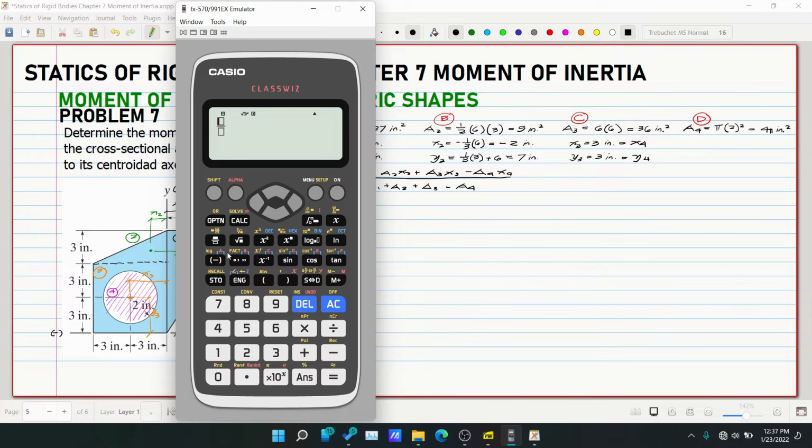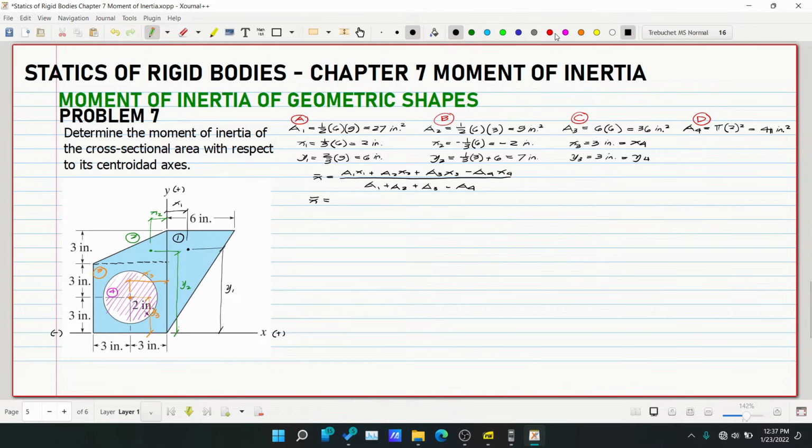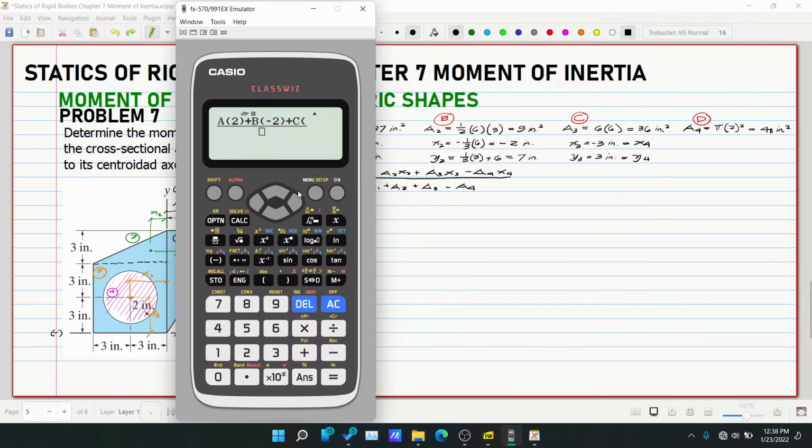Okay, so alpha A multiplied by x1. Ang x1 natin is what? Okay, so 2. So 2 plus alpha B multiplied by negative 2. Okay, plus alpha C, multiplied by, negative rin to. Okay, so negative 3. Ayan. So, nasa negative side kasi siya ng x. So, negative 3. Then, minus area 4, alpha d. Then, multiplied by negative 3 then. Okay? Over area, alpha A plus B plus C minus D. Okay, so tama ba? Ayan, okay.